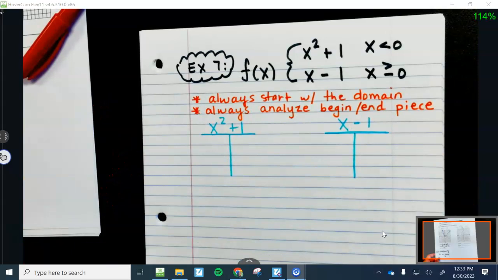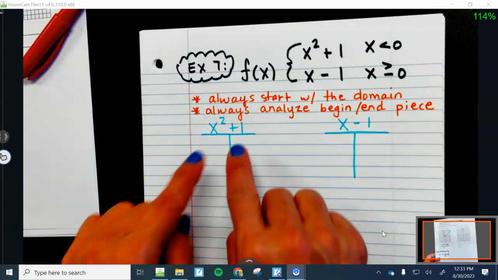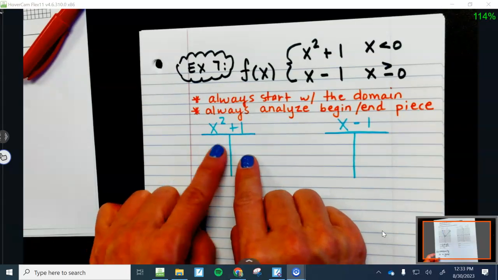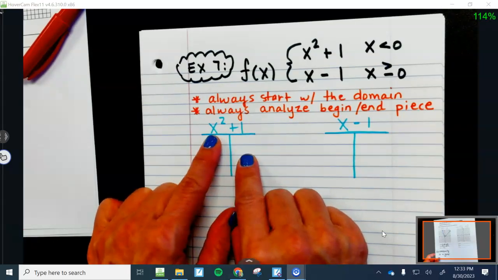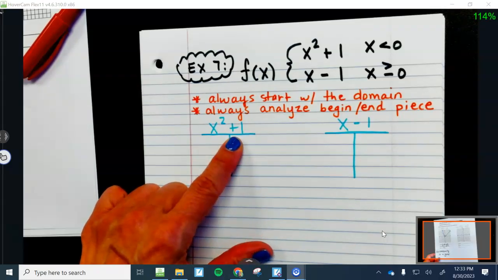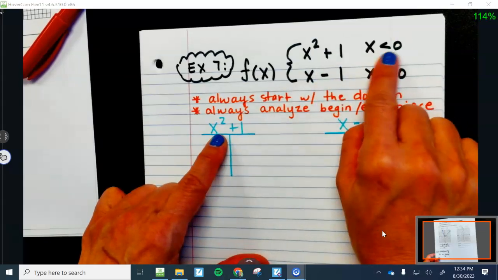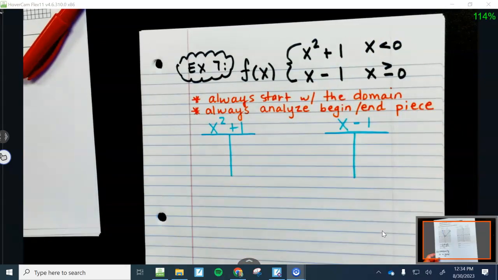And again, we always start with the domain that matches the piece I'm looking at. I'm looking at this. What kind of shape does this make again? Yes, the parabola. Very good. And that has a transformation of what? What does this mean? Up 1. Very good. So we're going to look at this parabola based on this domain where x is less than 0. And we always start with a beginning piece.